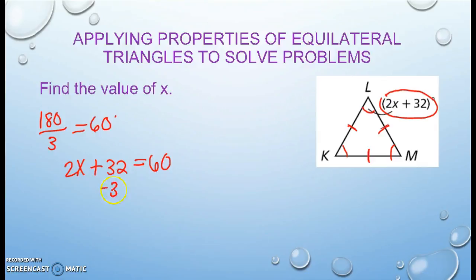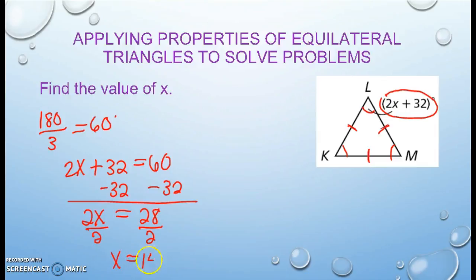So I'm going to subtract off 32 from both sides. And that gives me 2x is equal to 28. And then to find x, I just divide both sides by 2. So x then has to equal 14.